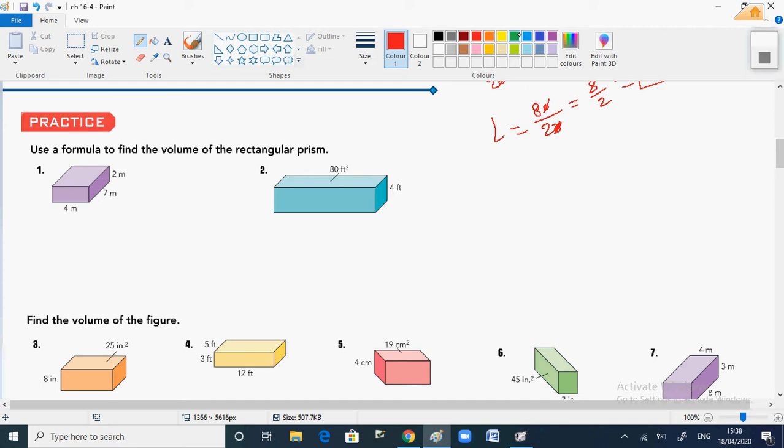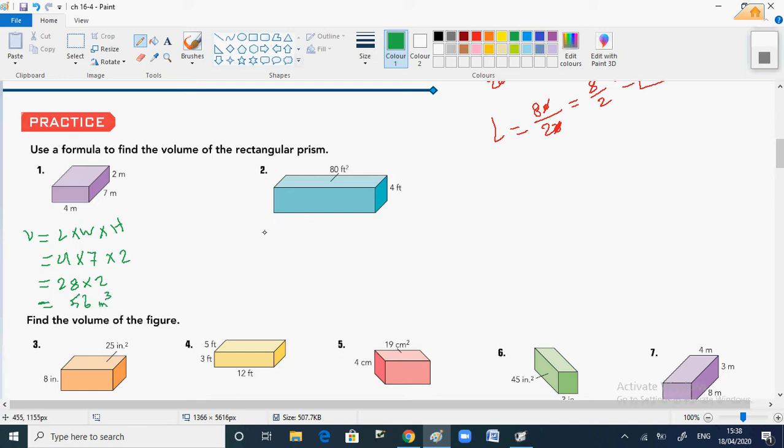Now, look at these problems. Find the volume. Use the formula to find the volume of the rectangular prism. Look, the first one: I will use length by width by height. Length is 4, width is 7, height is 2. So 4 by 7 by 2. I can get the answer directly, or I can say 4 by 7 is 28, multiplied by 2. I will get 56, right? 56 cubic meters.